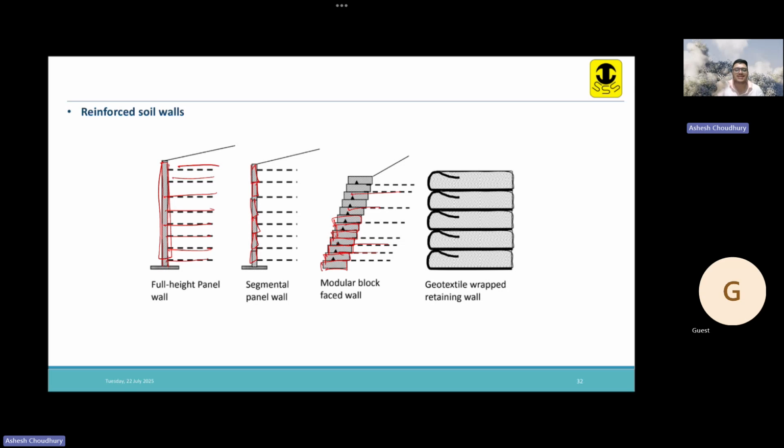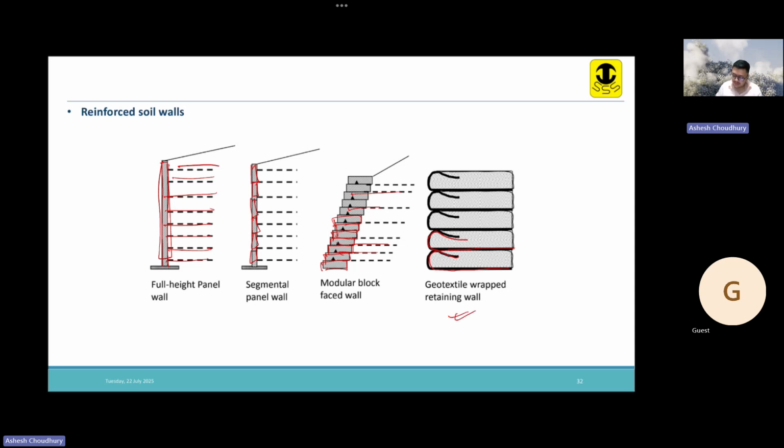Also, we can have a geotextile wraparound retaining wall. So this is one layer you wrap around like this. You again fill it, and place one more layer like this. This is called a wraparound wall.